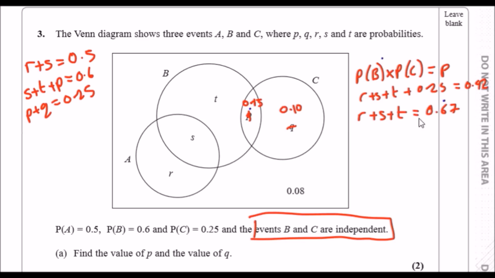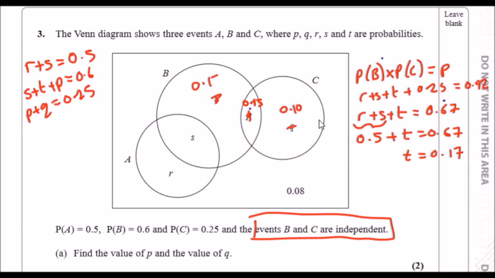Now, what can we do from here? Here we just solve this simultaneously. We need R, S, and T. If we look in the first set of equations, the property A1 especially, we can see that R and S automatically gives 0.5. So these two is 0.5. Now we've got 0.5 plus T is 0.67. Subtracting 0.5 across, you should get 0.17.